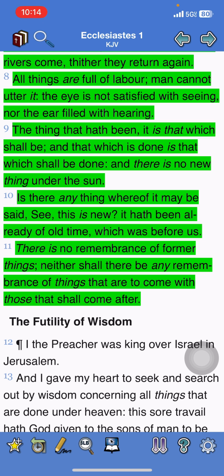This is spiritual Egypt, Babylon. The Bible also calls America Assyria, Nineveh. So this is a revived empire of just wickedness, really. A revived empire of wickedness. You see, verse 10: Is there anything whereof it may be said, see, this is new? It hath been already of old time, which was before us.